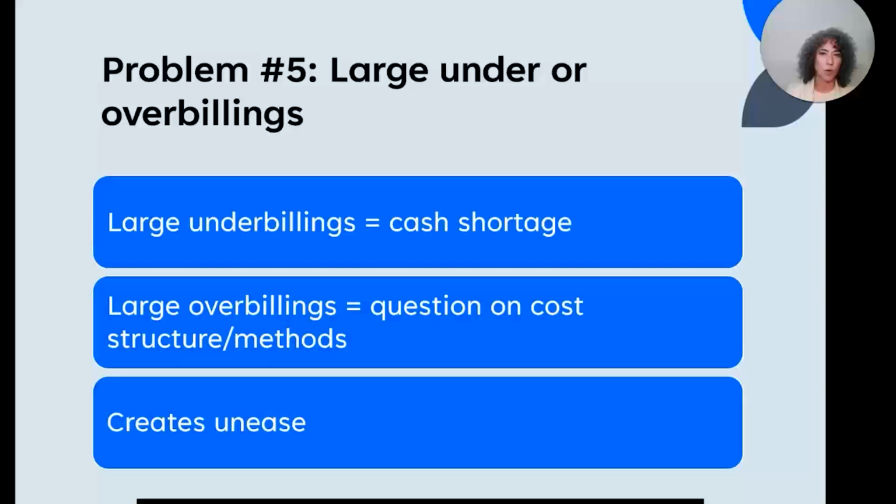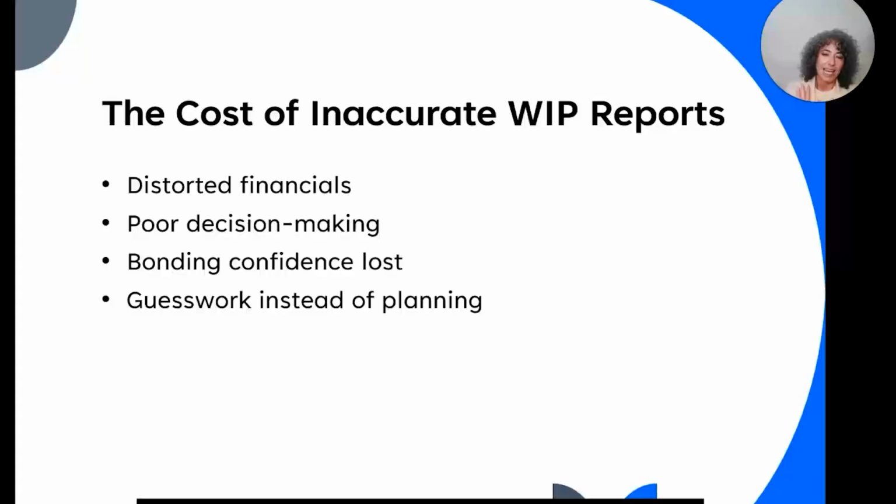Having large under or over billings creates unease, not only internally, but also for our bonding friends, because they're just wondering what's happening on these jobs that we have so much that we haven't billed, or that we got so ahead of our billings. Just be on the lookout for them.